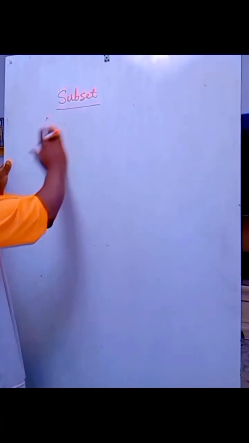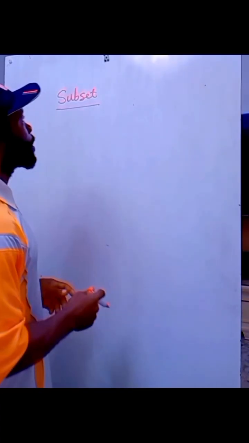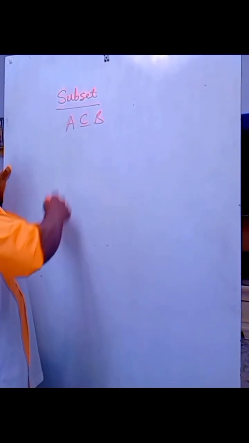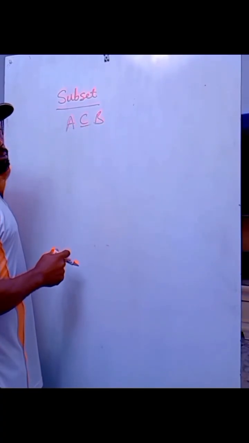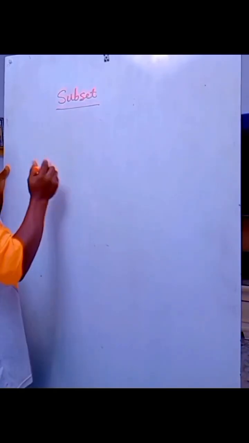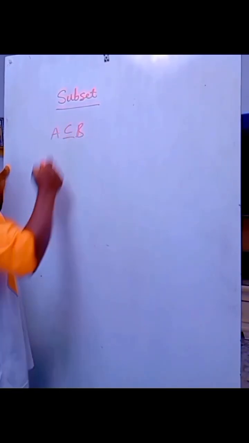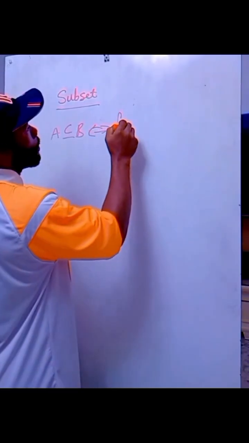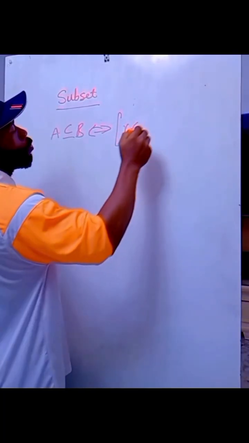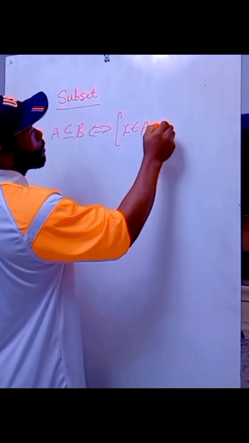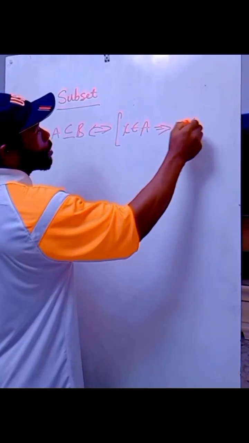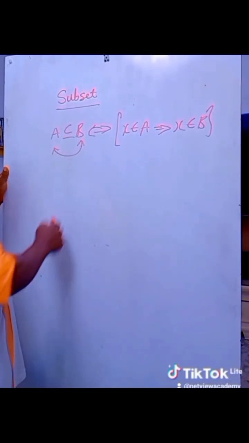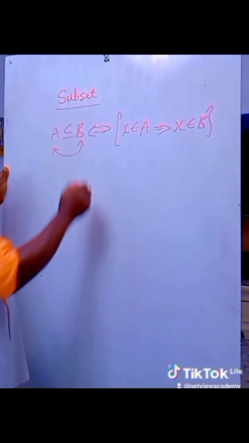So a set is said to be a subset of another set if the elements that are in set A are also in set B. We say that A is a subset of B. So if A is a subset of B, x is going to be a member of set A, and x will also be a member of set B. Therefore, we can now say that set A is a subset of B because both sets contain the same elements.